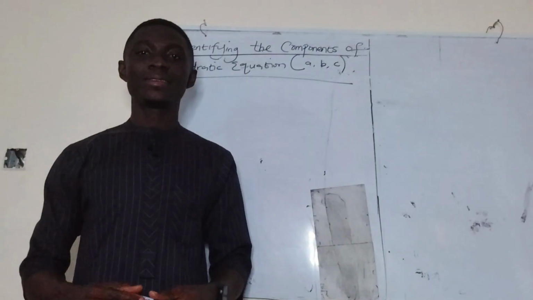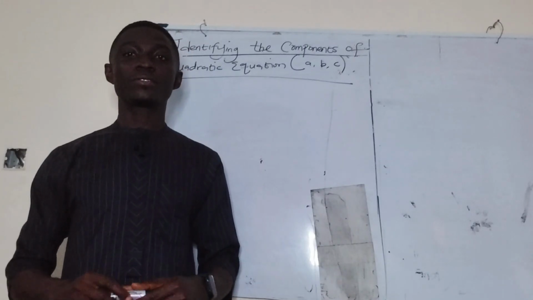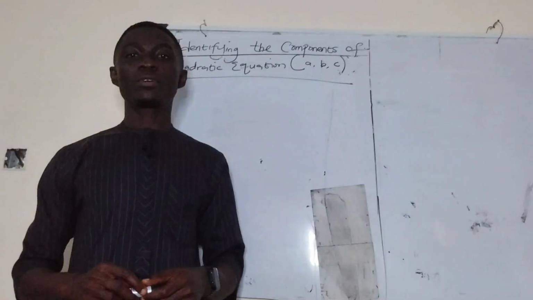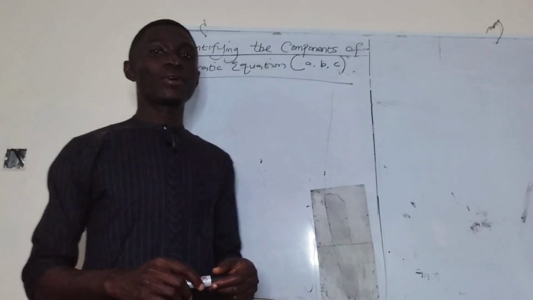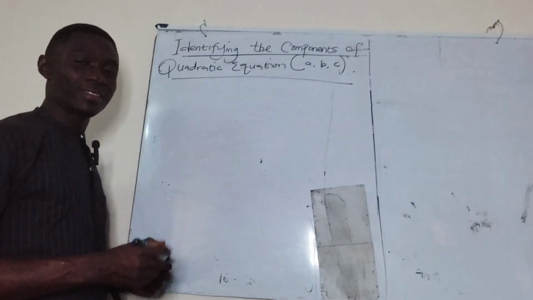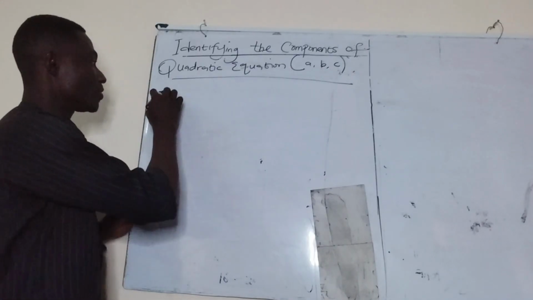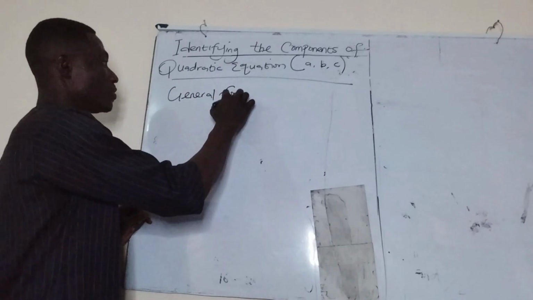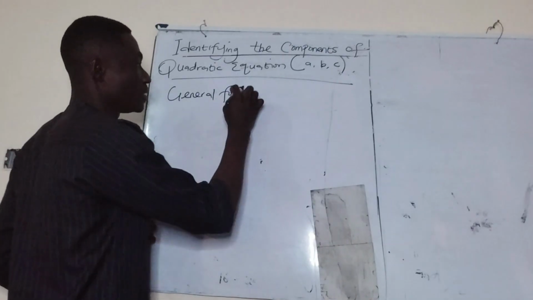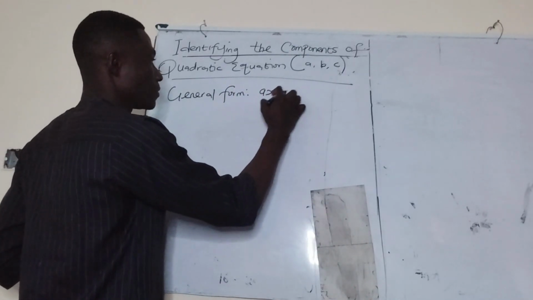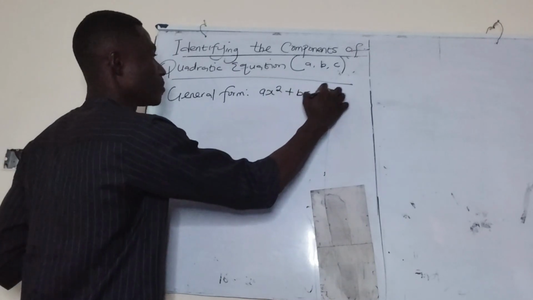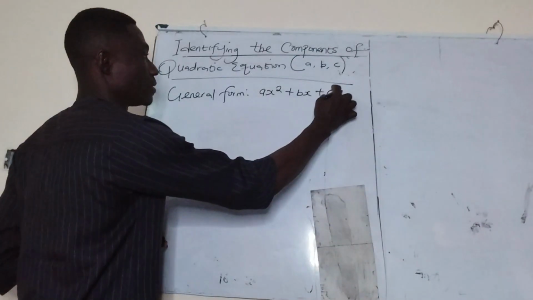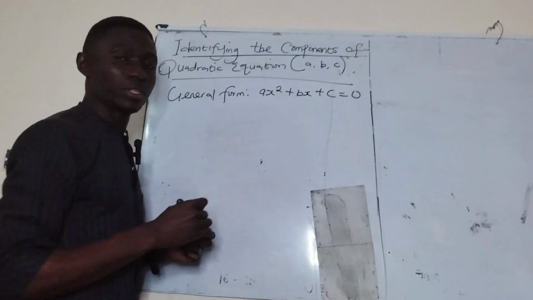Welcome back. In this lesson, we would like to consider something very important, and that is looking into the components of a quadratic equation. When we talk about the components of a quadratic equation, it's important we state the general form of a quadratic equation first. Let's remind ourselves again, it is ax squared plus bx plus c. That's the general form of a quadratic expression or equation.